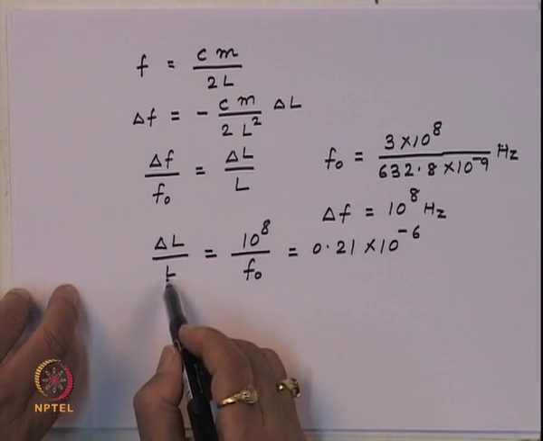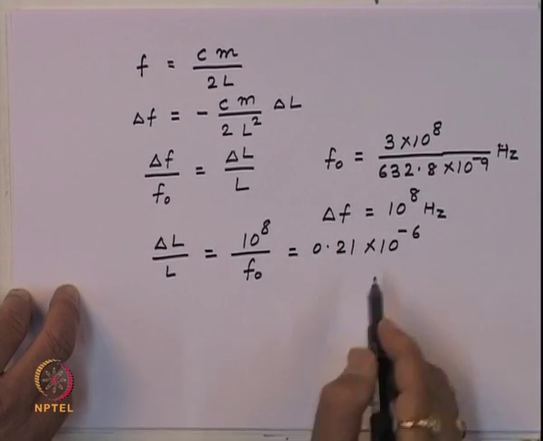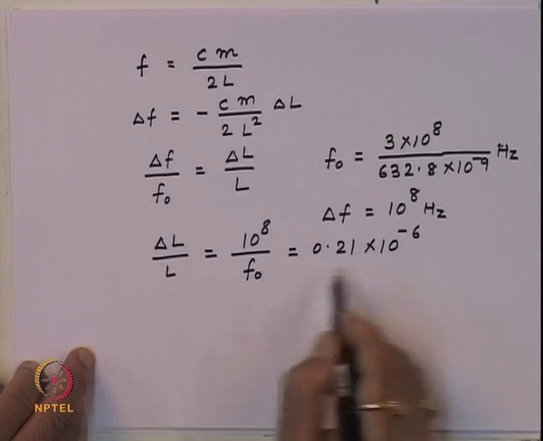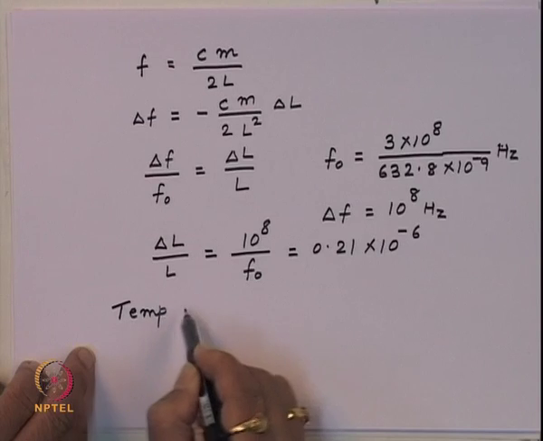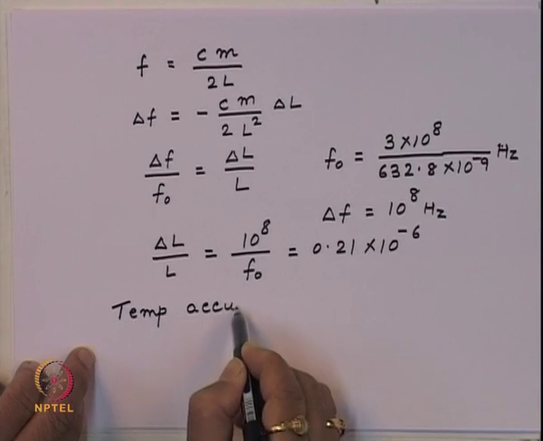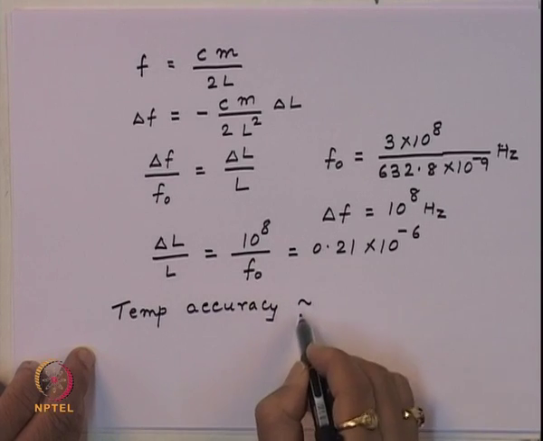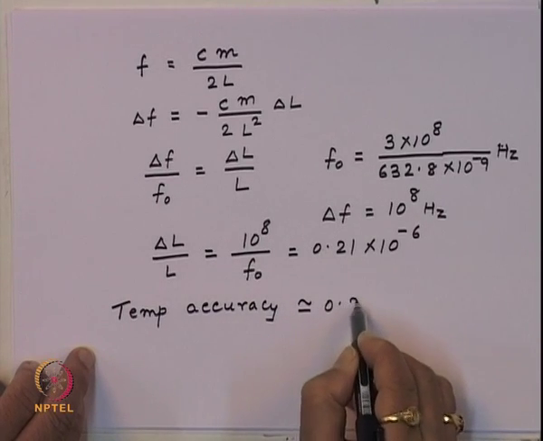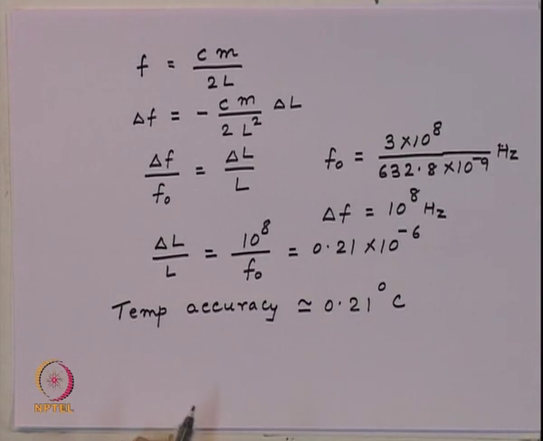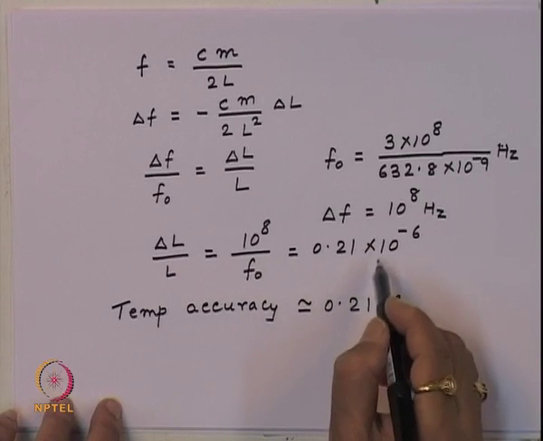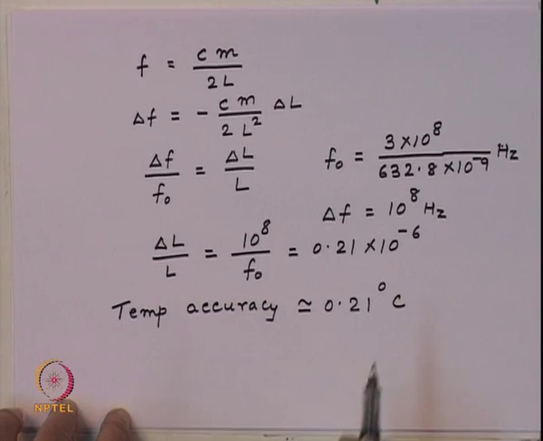Now, the length expansion coefficient is given as 10 to the power minus 6. If you substitute that, then we can get a temperature accuracy equal to 0.21 degrees centigrade, because the expansion coefficient is given as 10 to the power minus 6 per degree centigrade.